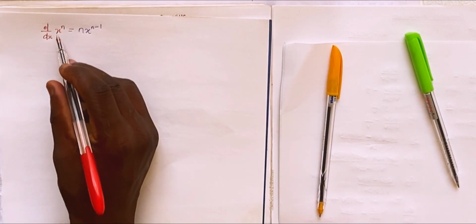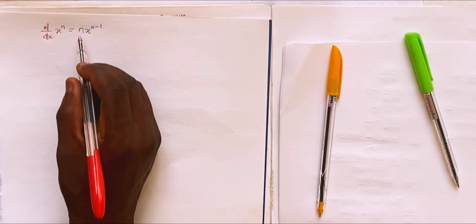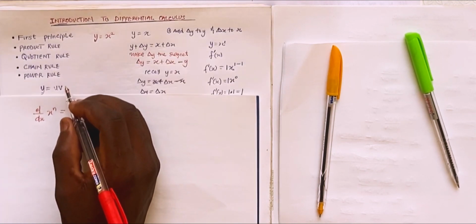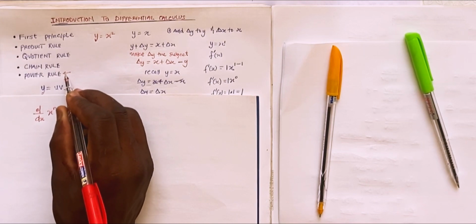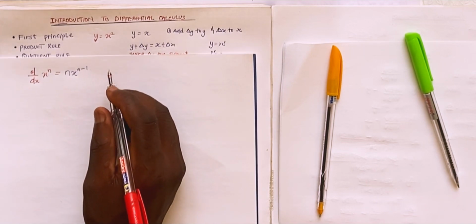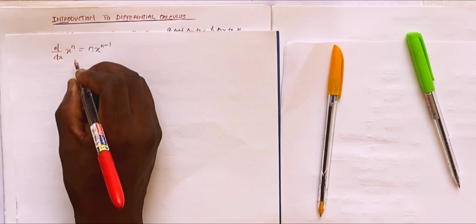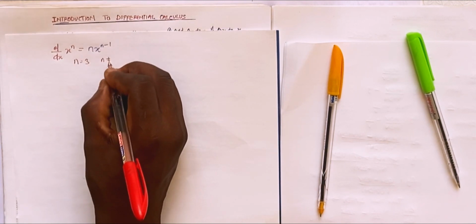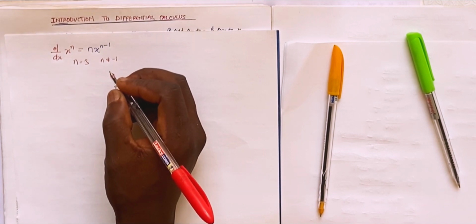So in this case, whenever you're having x raised to the power n, the derivative is n x raised to the power n minus 1. This case 1 is also known as the power rule. So in this case now, let's say your n is equal to 3, and you should note your n is not equal to minus 1. That's the rule there.